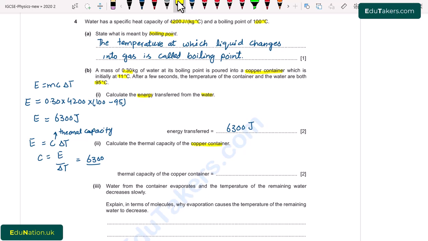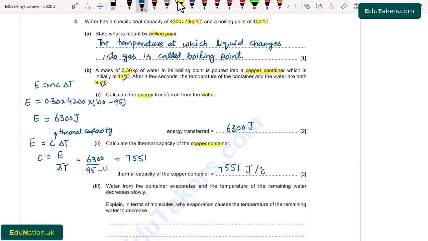That's why I take the temperature of the copper container, that is initially 11. You can see from here, and after that it becomes 95. So I put these values and it comes to be 95 minus 11. After simplification, the thermal capacity becomes 7551. So it is the value of thermal capacity. So I just write here 7551, and the unit of this thermal capacity is joule per degree C.